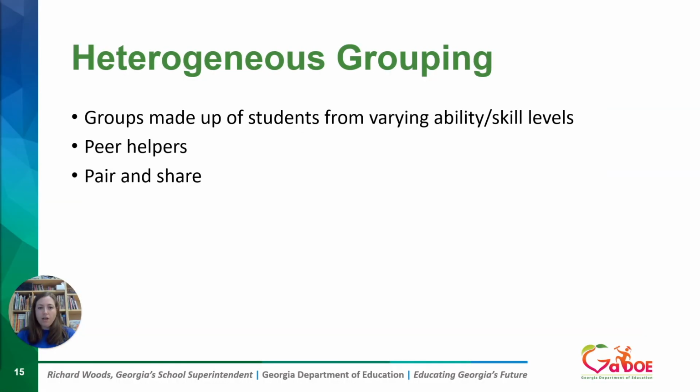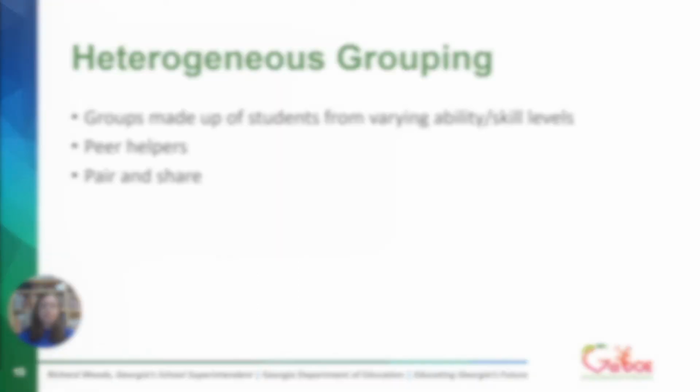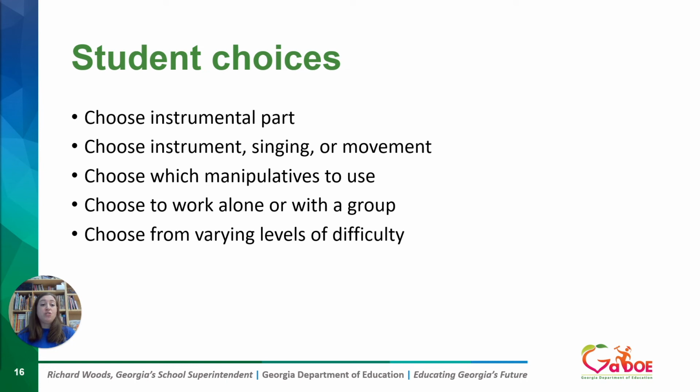In heterogeneous grouping, you've got groups that are made up of students of various abilities and skill levels. So you can use the data that you got from that assessment and say, I know Johnny has a great understanding of this concept, but maybe Susie needs some help, so I'm going to pair them together in the same group. Or maybe I know that Betty is a great singer and Billy is really good at playing instruments, so I'm going to put them together to help each other. And this is where you can get those peer helpers and that pair and share going on.